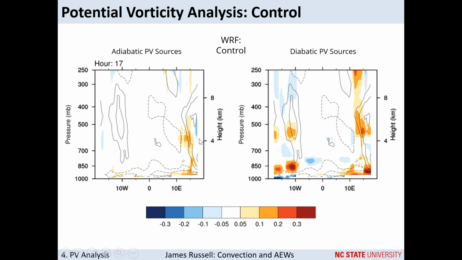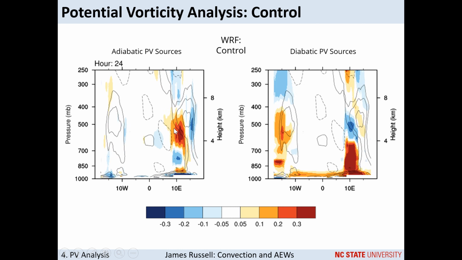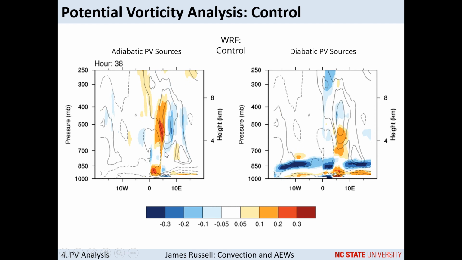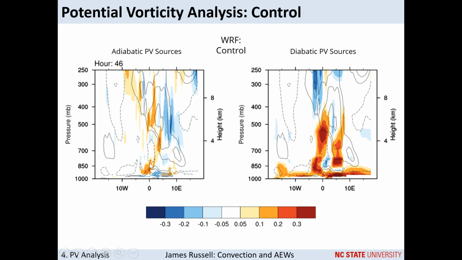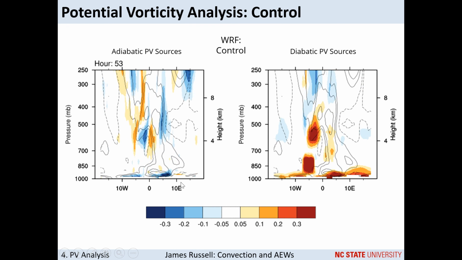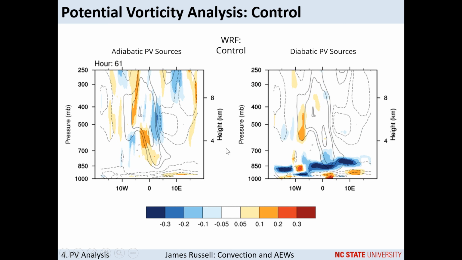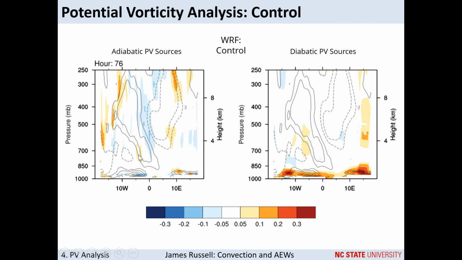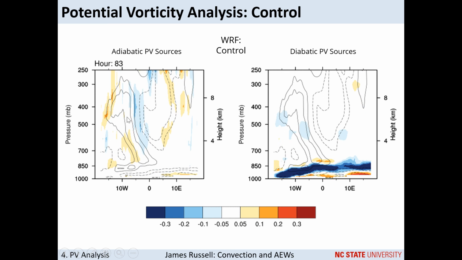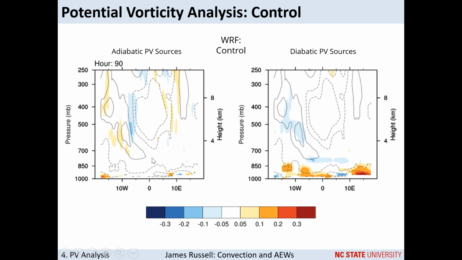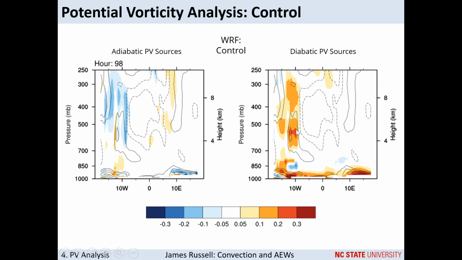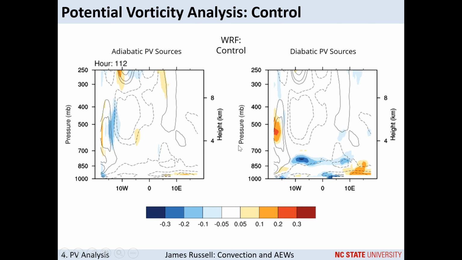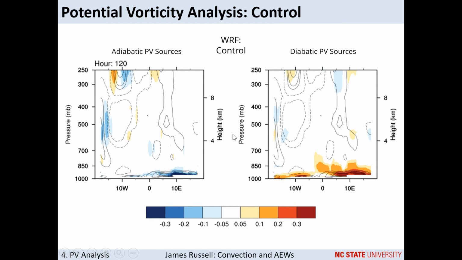Now if we look at the adiabatic PV sources, you can see that they are positive and they are strong, but they tend to be weaker than the diabatic sources. And in some cases, especially in the lower levels, you can see that they're actually negative of the diabatic sources. And so the adiabatic sources are not likely to be the main result of the growth of the wave in that case, and especially the deepening of the wave. You can see we had that deep PV structure, and that seemed to be mostly from the diabatic PV sources.